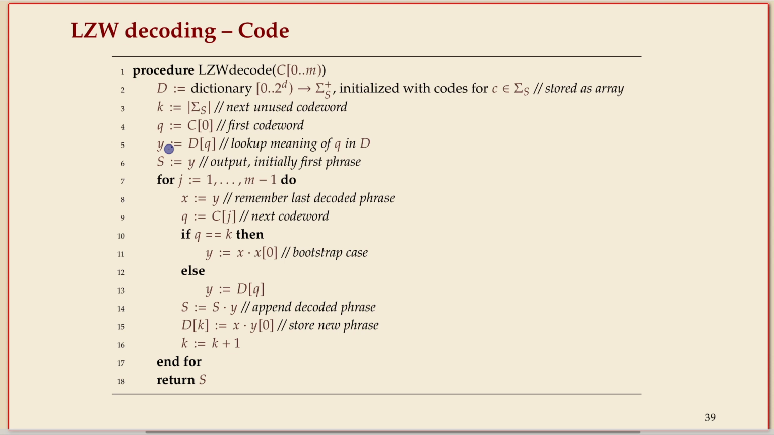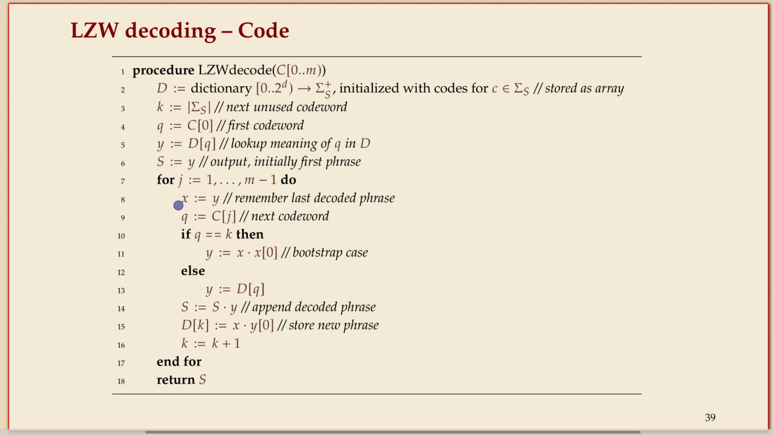Same name as before. And we have the source text. Initially, that's just the first phrase, and we'll keep adding to it. Now we iterate through the length of the coded text. We remember the previous phrase in X.